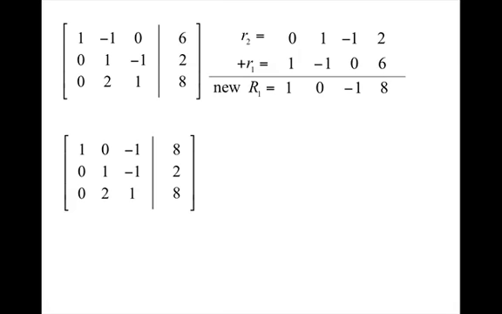Now I want the 2 to become a 0. So change its sign to a negative 2. Multiply by the 1 that's in row 2. So I have negative 2 times row 2, which is 0, negative 2, 2, negative 4. Now I'm going to add this to the row I want changed, which is row 3. And that's 0, 2, 1, 8.